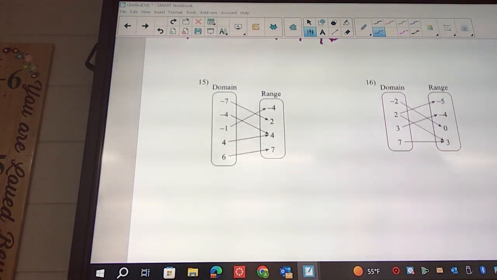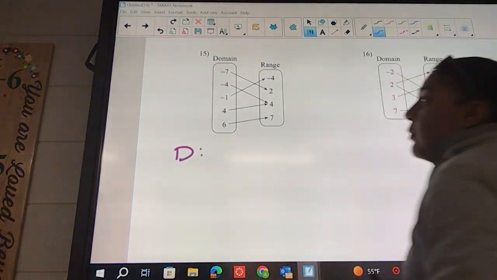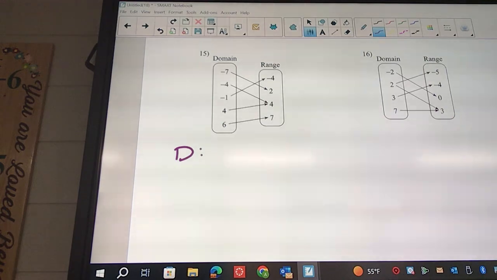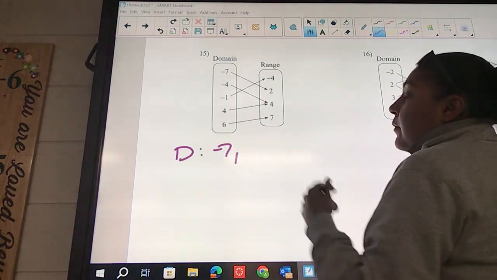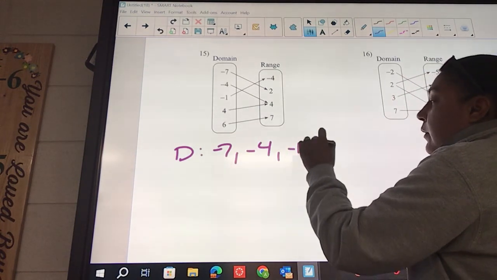Okay, 15. The domain. What's the domain? -7. Good? -4. Good? -1, 4, 6. Perfect.